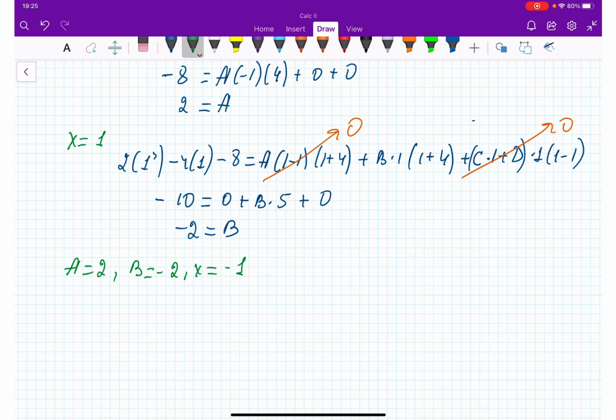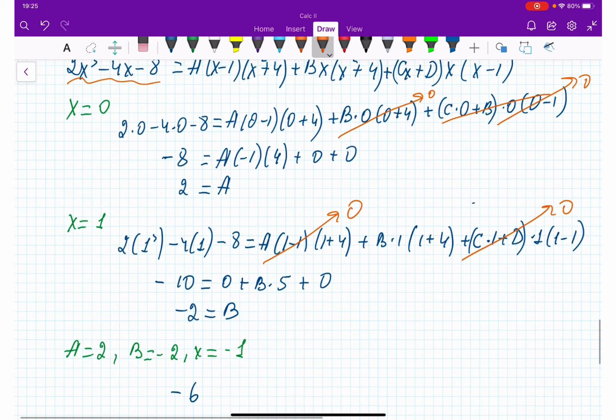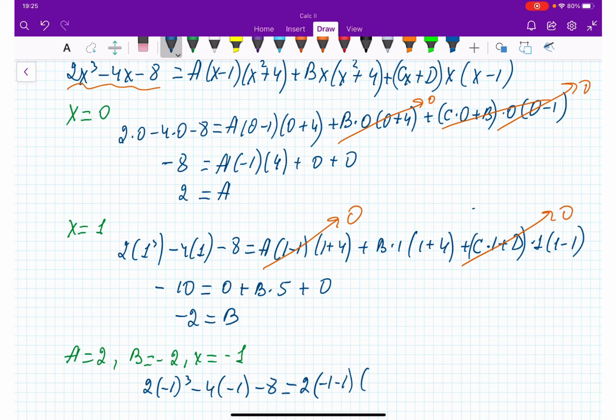And what is going to happen? On the left side, I'm going to get negative 6. Let me write it down. I keep trying to jump ahead and then pulling myself back. That's okay. 2 times negative 1 cubed minus 4 times negative 1 minus 8 is equal to a, which is 2, times x, which is negative 1, negative 1. Here we have negative 1 squared, it's going to be 1 plus 4, plus b, which is negative 2, times x, which is negative 1. Guys, I'm following this one, plugging in the data, yeah?